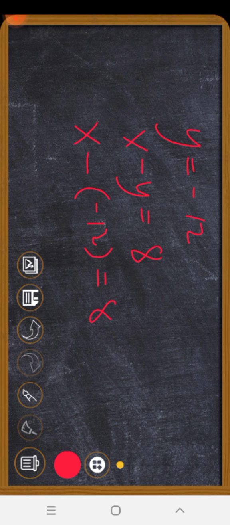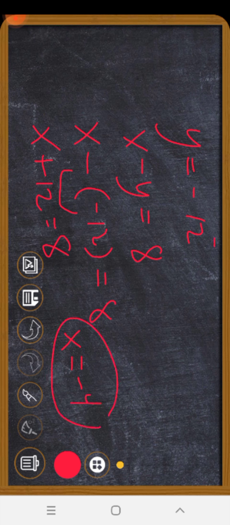This is minus minus, so that's plus. x plus 12 is equal to 8. For the value of x, transpose 12 to the other side, we get negative 4. So our answers are negative 12 and negative 4. The numbers that we're looking for are negative 12 and negative 4. That's it, guys. Thank you.